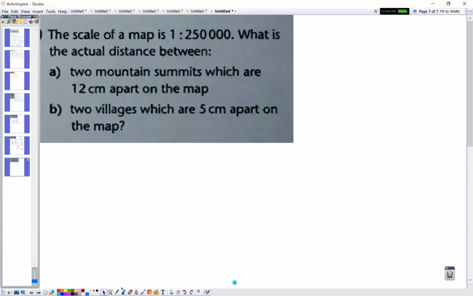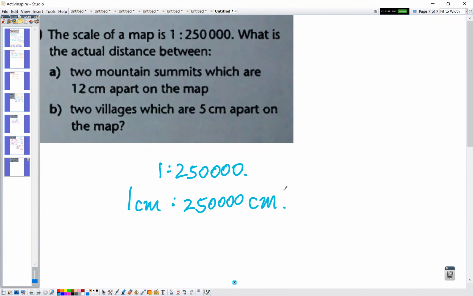So for example, the question gives you say, this is 1 to 250,000. Which means 1 unit, it could be centimeters, could be millimeters, in the reality it's 250,000 units. So if it's 1 centimeter on the map, in the reality, it's 250,000 centimeters as well.